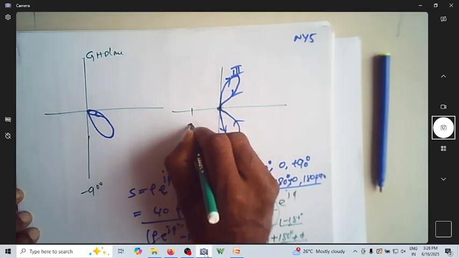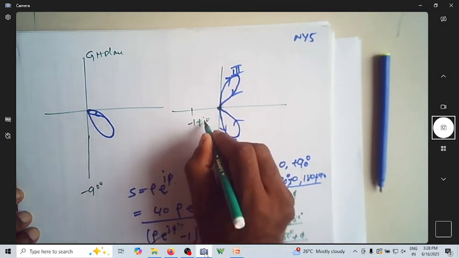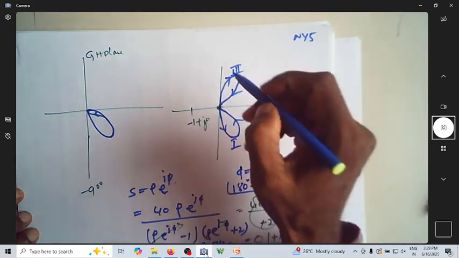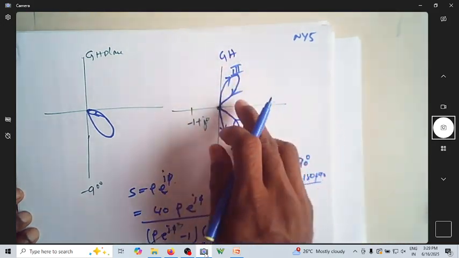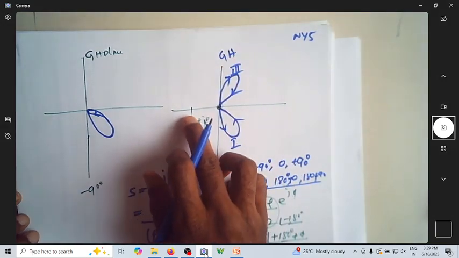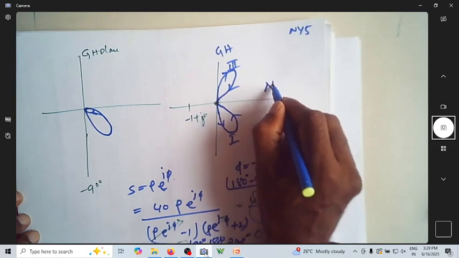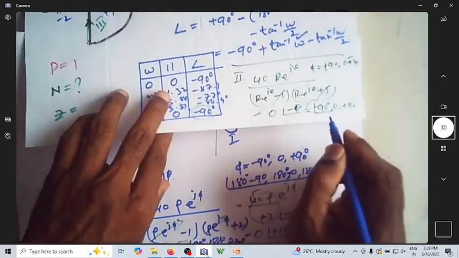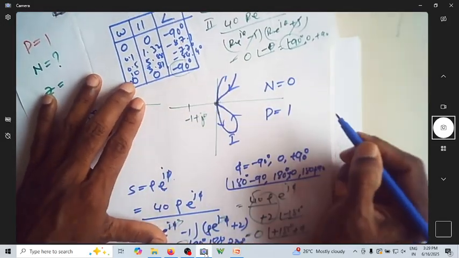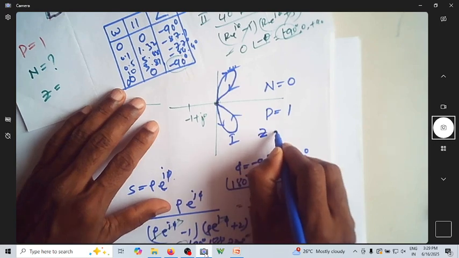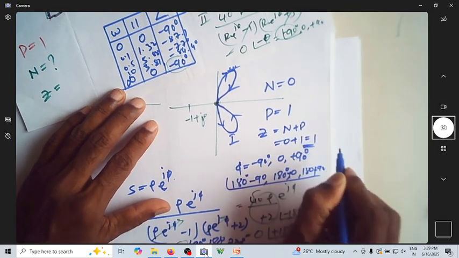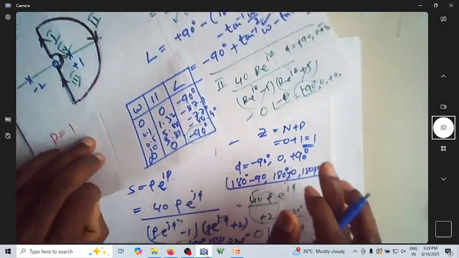So where is 1? This is minus 1 plus j0. Is this minus 1 plus j0 encircled by this Nyquist contour in the GH plane? No, this is not at all encircled. So N is equal to 0. What was P? P was actually equal to 1. So then what is that? It is N plus P, it is 0 plus 1, it is equal to 1. So the system is unstable.